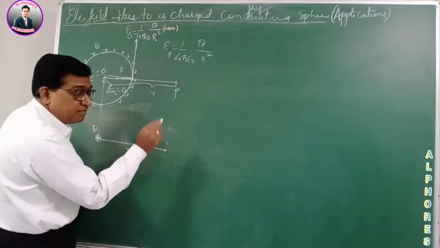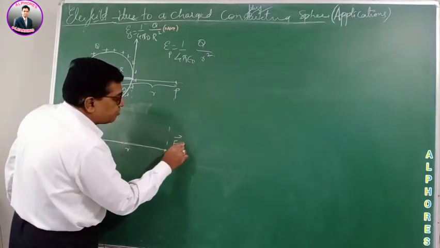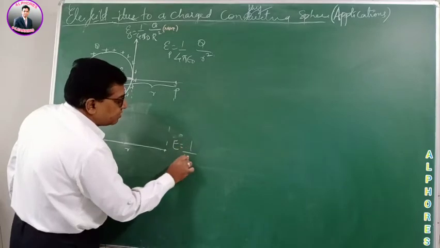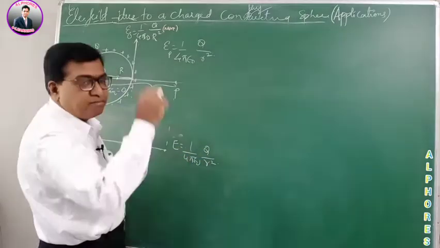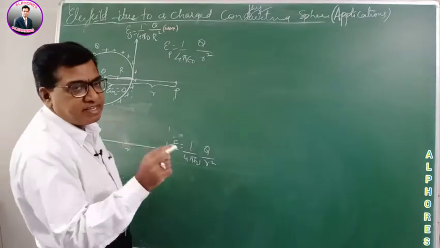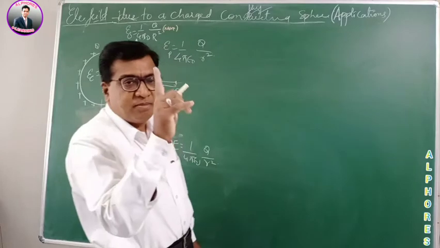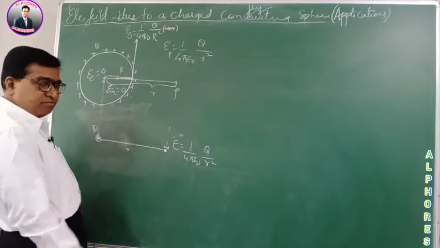What is the electric field? We have deduced a formula for the electric field due to a point charge: E is 1 by 4 pi epsilon naught q by r square, by Coulomb's law. Electric field intensity is the force experienced by a unit positive charge. Imagine a 1 coulomb positive charge here.